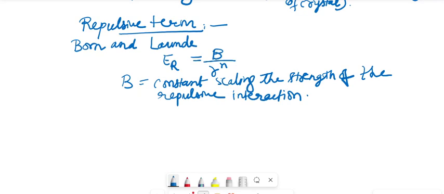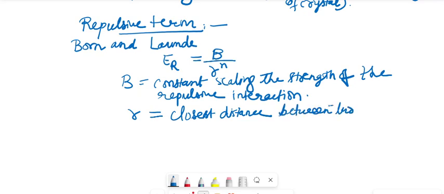Interaction. R is the distance between the two ions of opposite charge. And Born said that this is the closest distance between two ions of opposite charge.